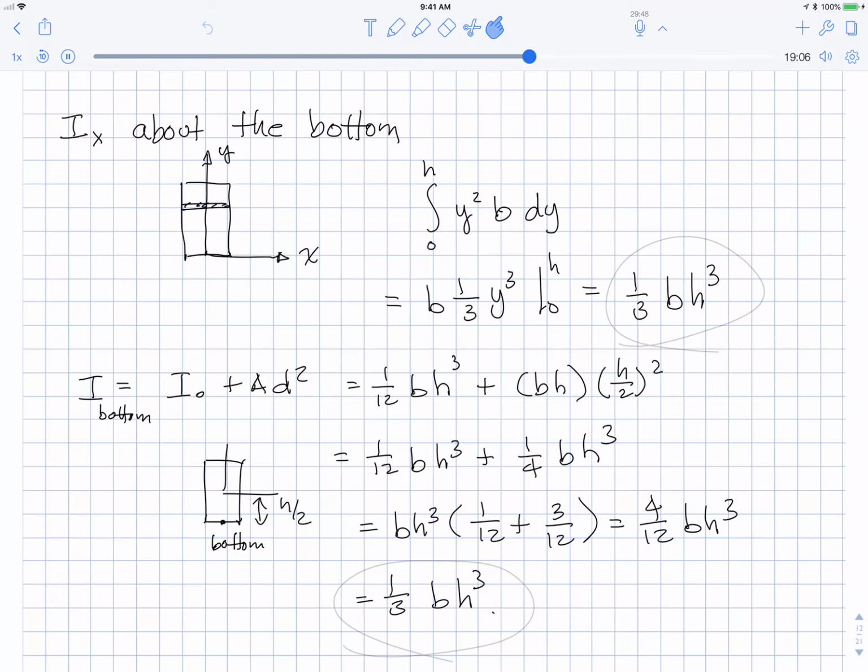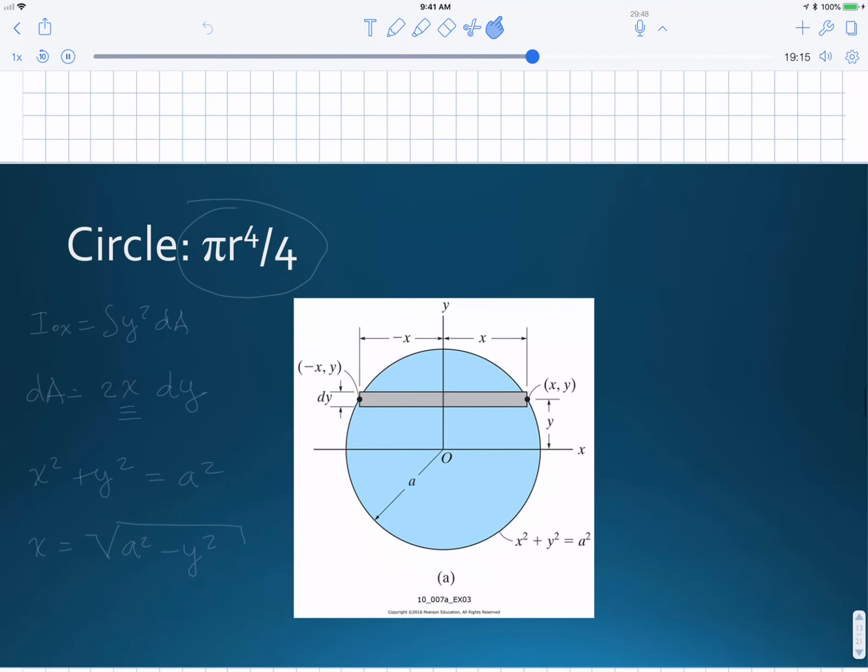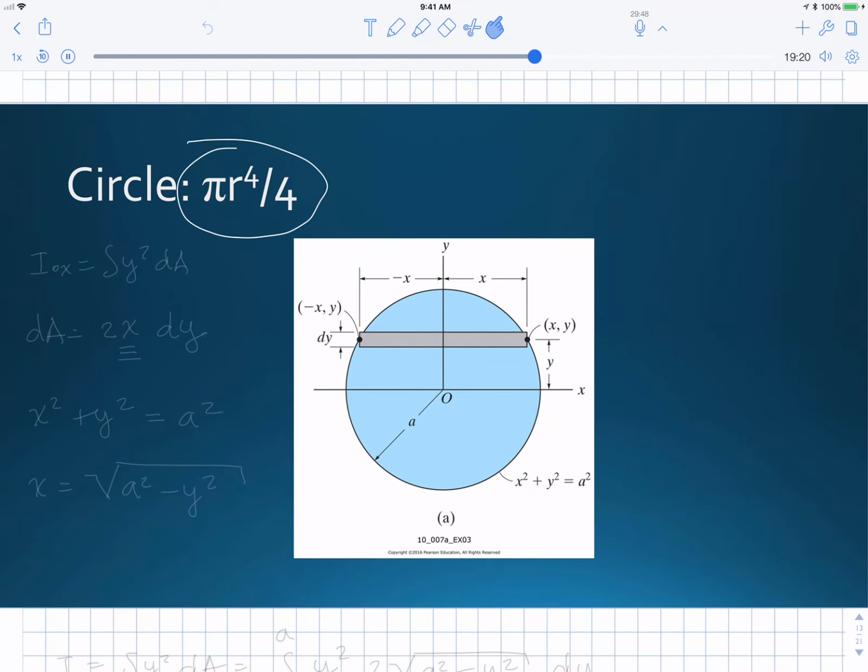Okay, let's see if we can derive the moment of inertia for a circle, which is pi r to the 4th over 4. Again, we're just going to do I0 about the x-axis is integral y squared dA, and dA is just 2x dy. We're going to need to change that x into a y, but we know that x squared plus y squared equals a squared, or that x equals the square root of a squared minus y squared.